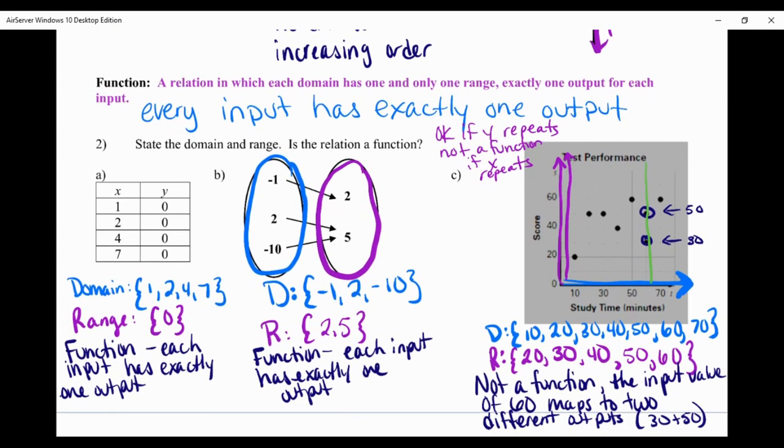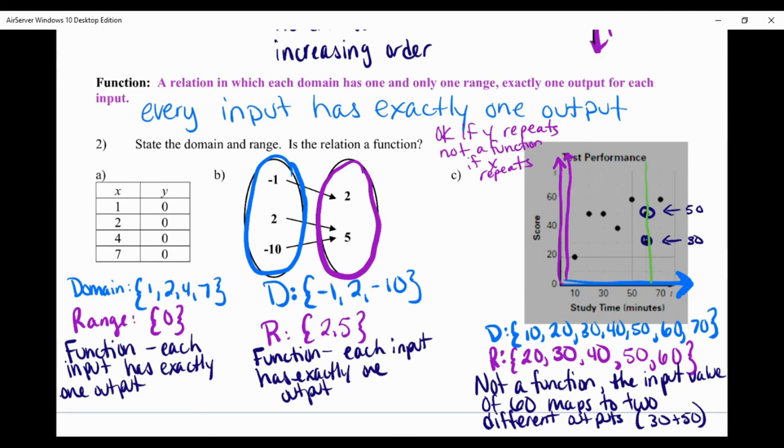In order for a relation to be a function, each input value can map to exactly one output value. If one input value maps to two different outputs, that relation is not a function. If two different inputs map to the same output, that can still be a function.